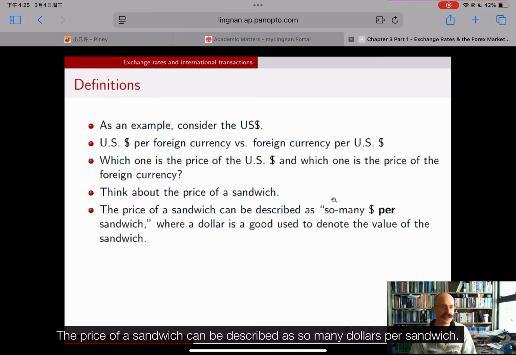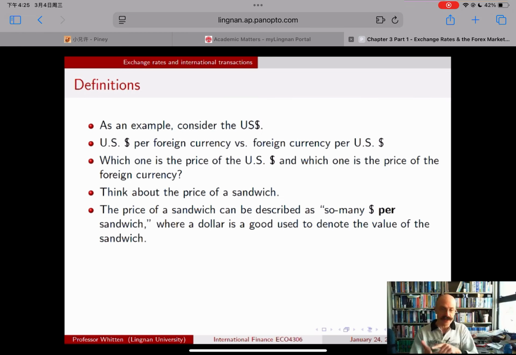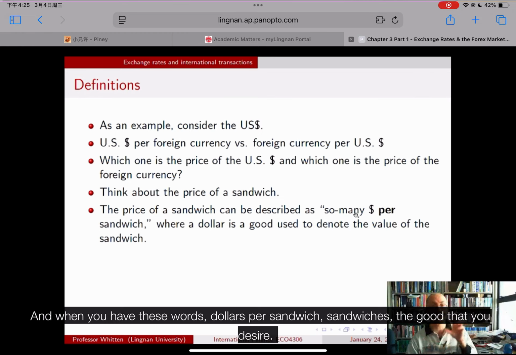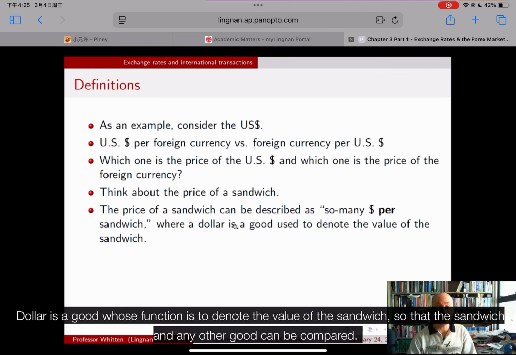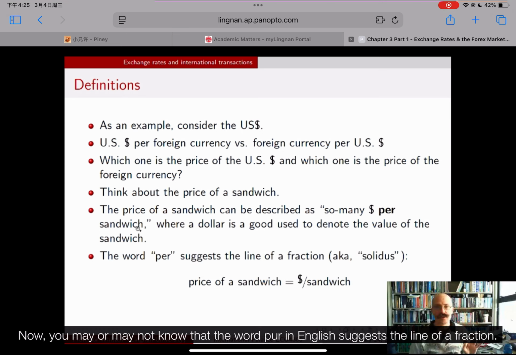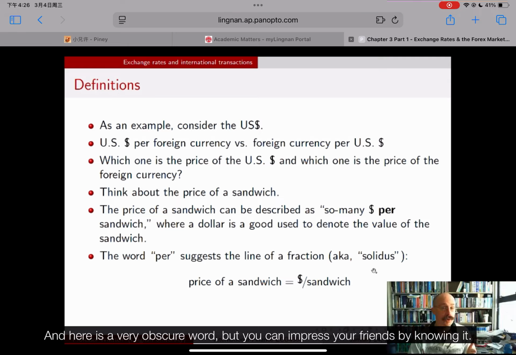The price of a sandwich can be described as so many dollars per sandwich. And when you have these words, dollars per sandwich, sandwich is the good that you desire, dollar is a good whose function is to denote the value of the sandwich, so that the sandwich and any other good can be compared. Now, you may or may not know that the word per in English suggests the line of a fraction. And here's a very obscure word, but you can impress your friends by knowing it.